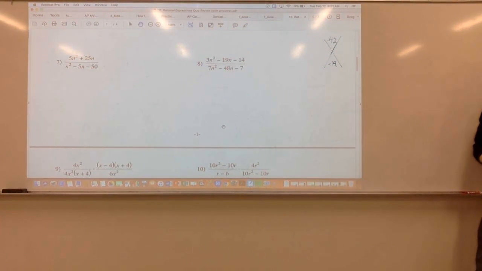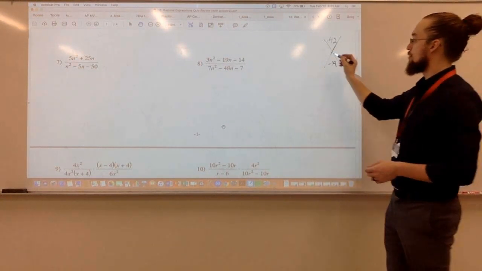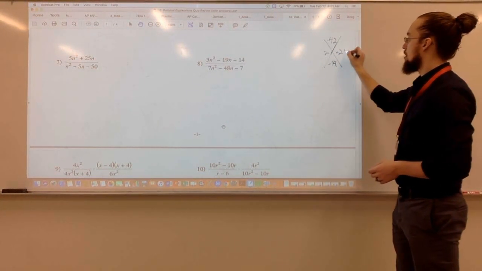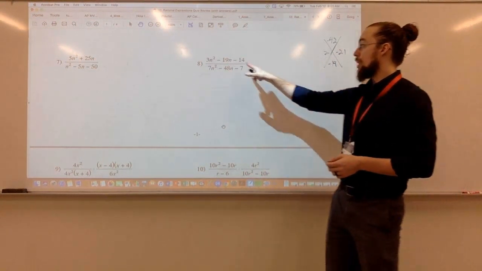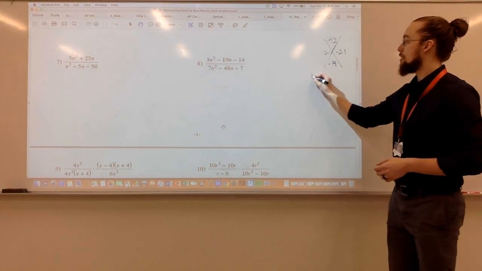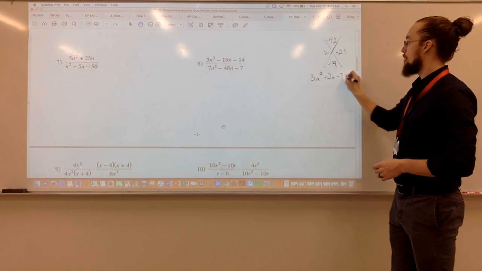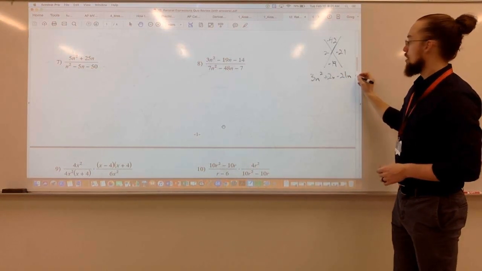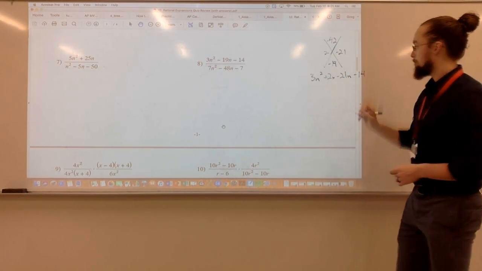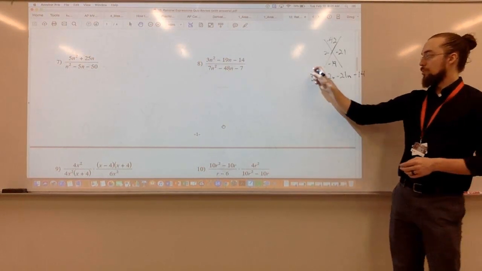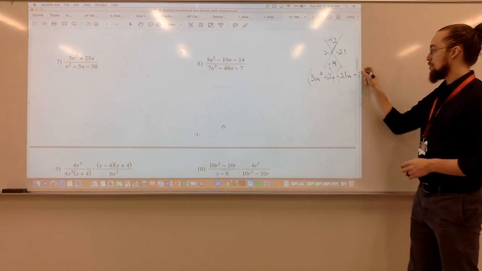What are two numbers that multiply to negative 42 that add to negative 19? 2 and negative 21. Right. So I will have to factor by grouping here. So let's say 3n squared plus 2n minus 21n minus 14. Group the first two, group the second two.